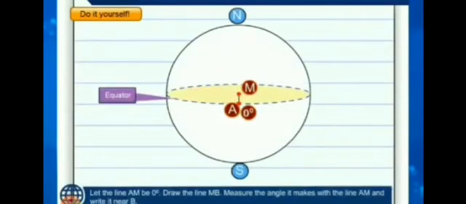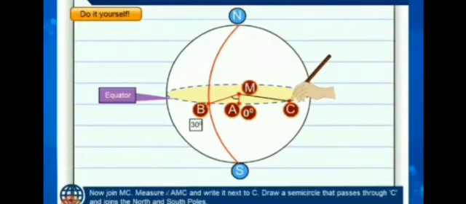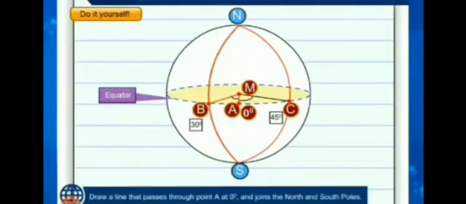Do it yourself. Let the line AM be 0 degree. Draw the line MB. Measure the angle it makes with a line AM and write it near B. Note the semicircle that passes through B and joins the north and south poles. Trace it. Now join MC, measure AMC and write it next to C. Draw a semicircle that passes through C and joins the north and south poles. Draw a line that passes through point A at 0 degree and joins the north and south poles.